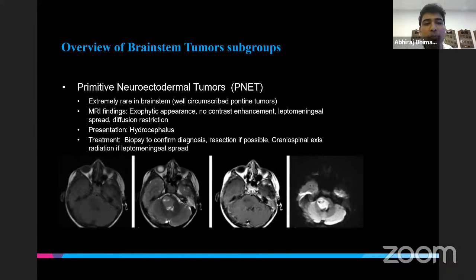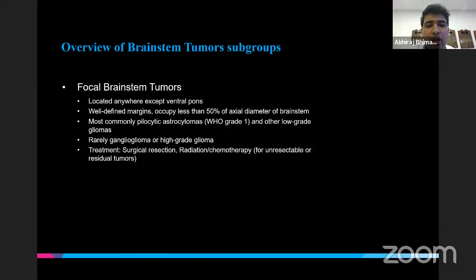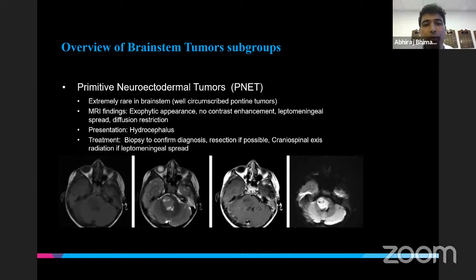more easy to diagnose compared to their counterpart PNETs that are found in the supratentorial region, where pineoblastoma would be the most common tumor presenting above the tentorium, but that would enhance with contrast compared to these ones. They can also have leptomeningeal spread and diffusion restriction, and the diffusion restriction is also key to diagnosing these tumors in the brainstem because DIPG is not likely to have a diffusion restriction compared to a PNET.